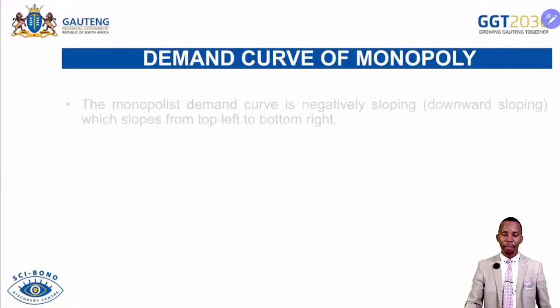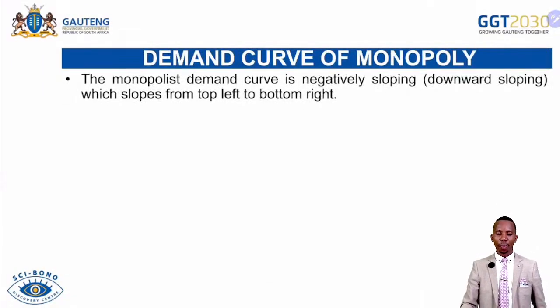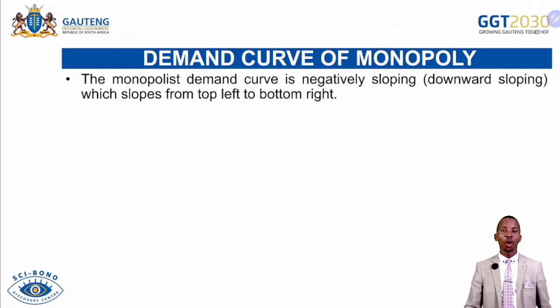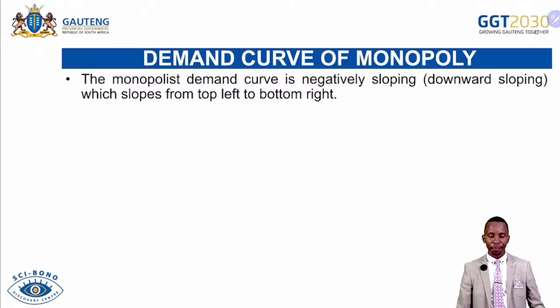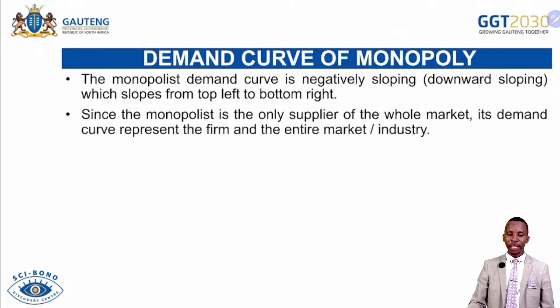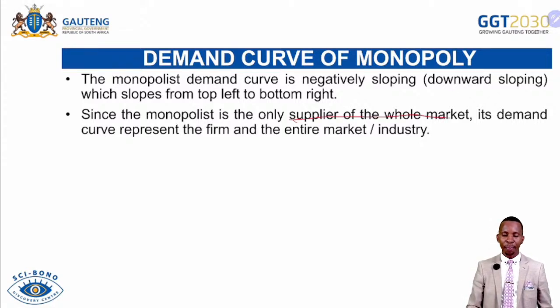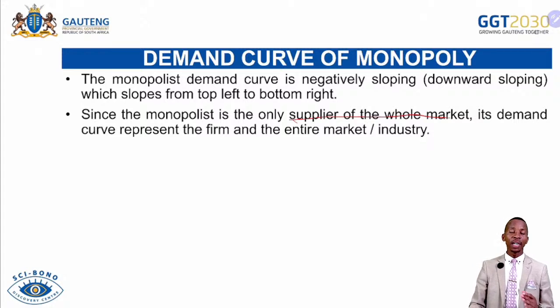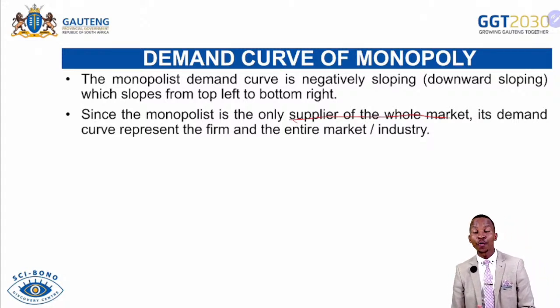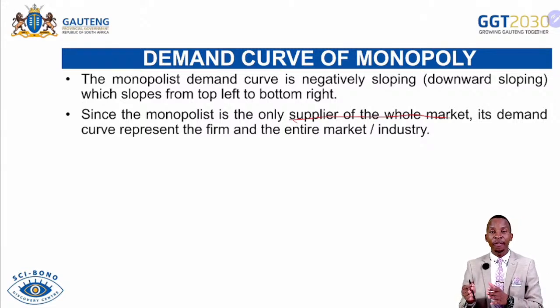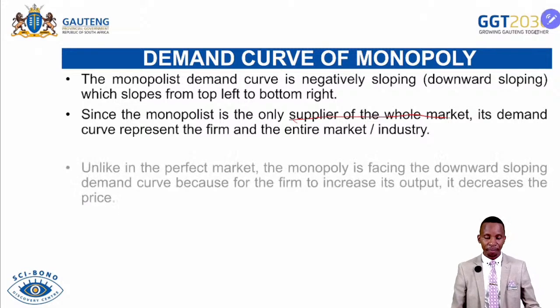And then the demand curve for the monopoly. The monopoly's demand curve is downward sloping, negatively, from our top left to the bottom right. And since the monopolist is the only supplier in the market, for the entire market, its demand curve represents the entire industry. So this demand curve is for the firm, but is also for whom? Is also for the entire market or the industry. It's not only for the firm. The same demand curve for the firm represents even the industry.